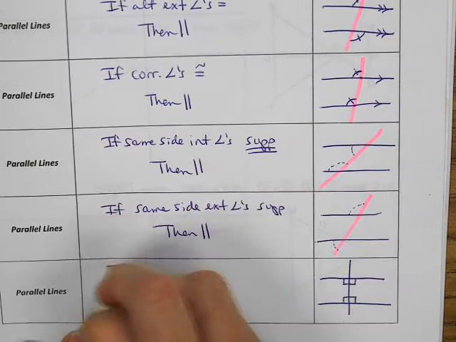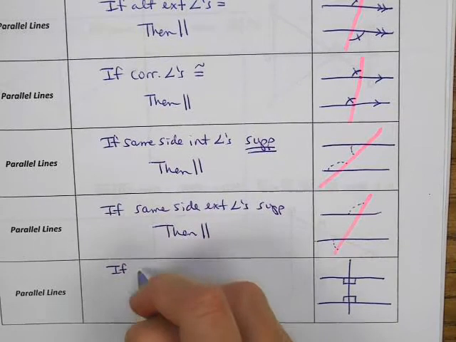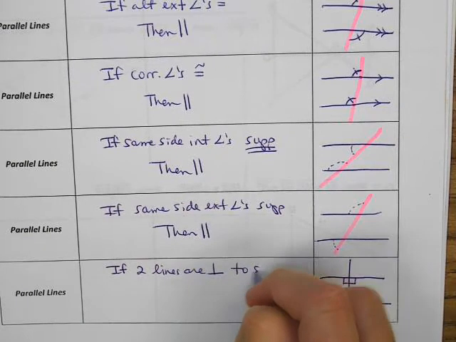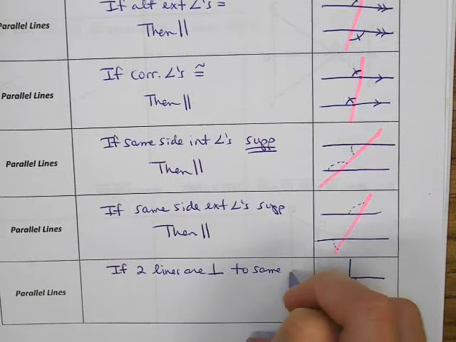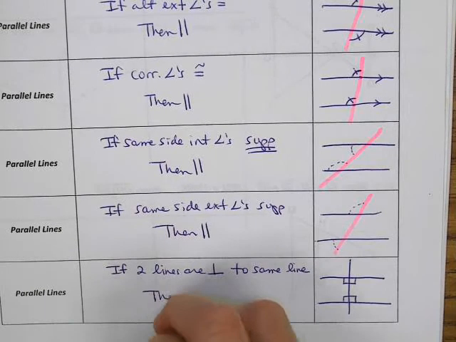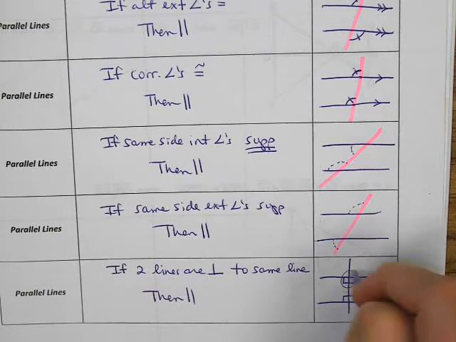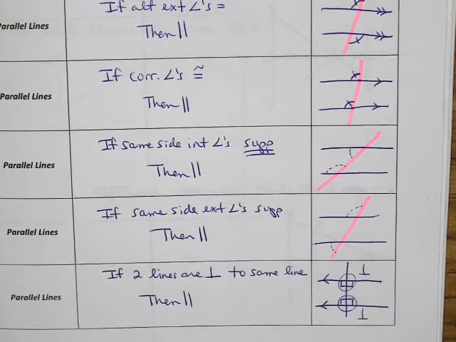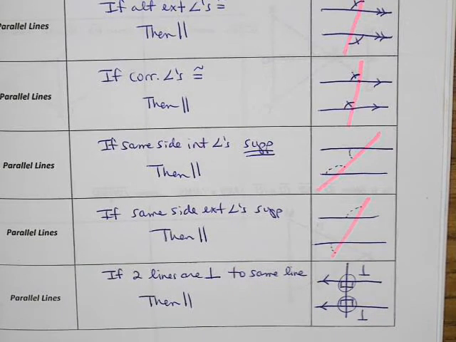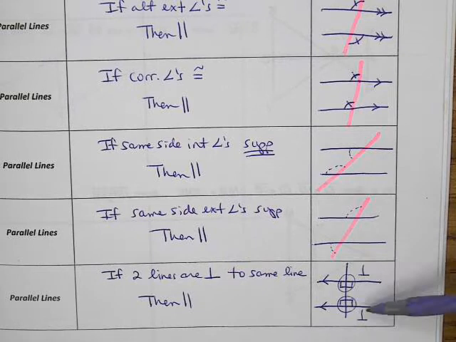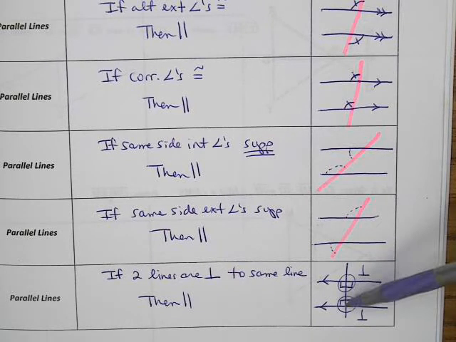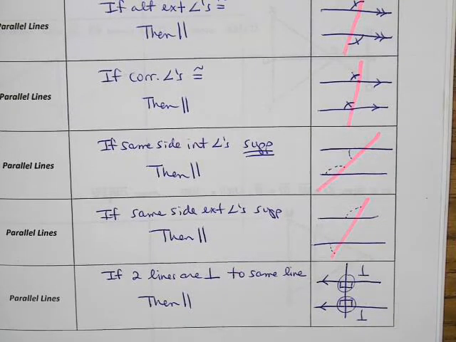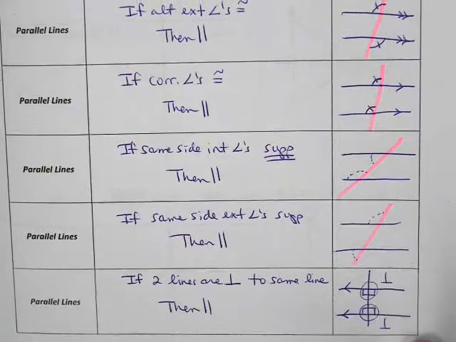But we call it a separate one because sometimes it comes in handy, and we say if two lines are perpendicular to the same line, then the lines are parallel. So we're saying we have perpendicular here and we have perpendicular here, then those lines would be parallel. And we don't use that one as often, but again, it's kind of a special case. You can get around it by just using those right angles and saying same side interiors are supplementary or alternate interiors are congruent, etc. All right, let's actually try some proofs.